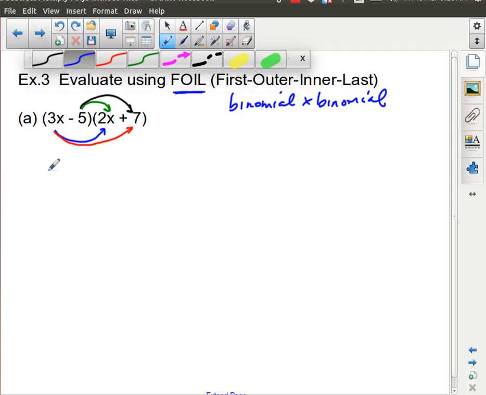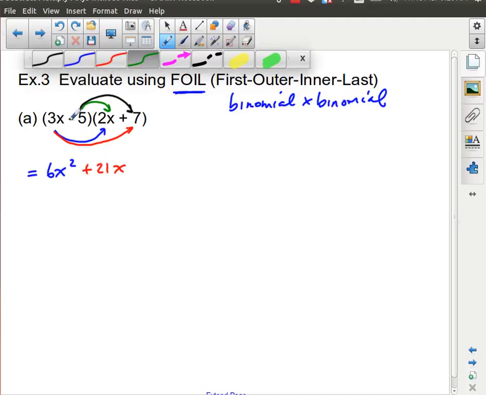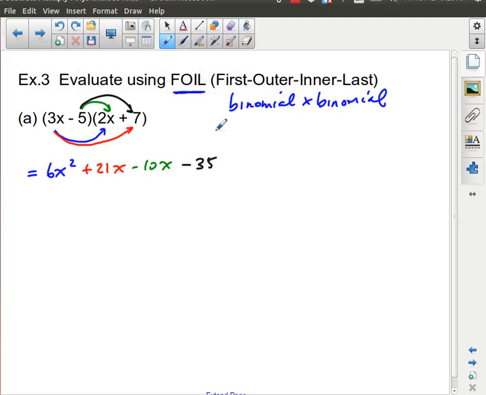So yes, that's all very nice and colorful. And what does that give us? The first terms, 3x times 2x is 6x squared. The outer, 3x times positive 7 is plus 21x. The inner, negative 5 times positive 2x is negative 10x. And the last, negative 5 times positive 7 is negative 35. And then we combine those two middle terms, 6x squared plus 11x minus 35.